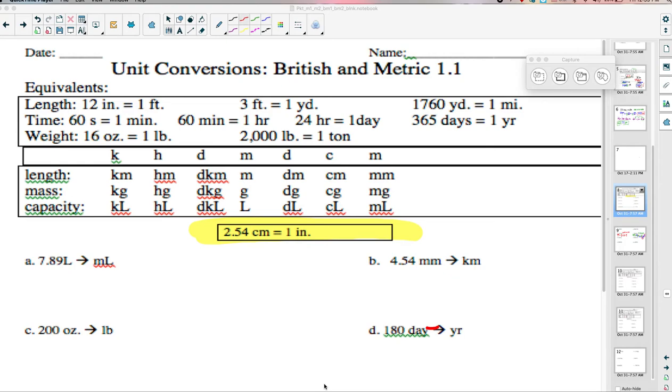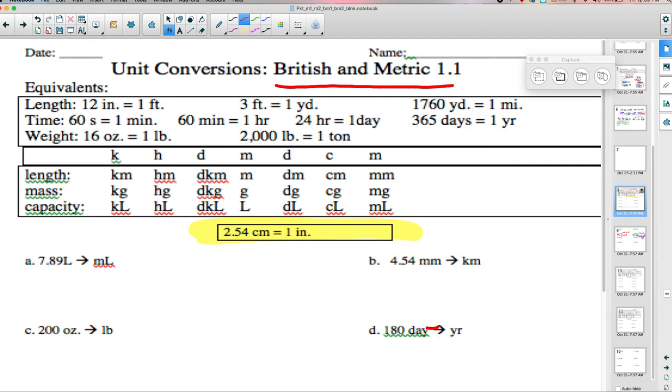I'd like to talk with you about some of the conversions we've been doing, as well as a new version of the conversions that we'll run into in British and metric. For some of the problems on here, we're going to have metric to metric problems. Some will be British to British, and some will be British to metric or metric to British conversions. A version that is metric to metric is like problem A.